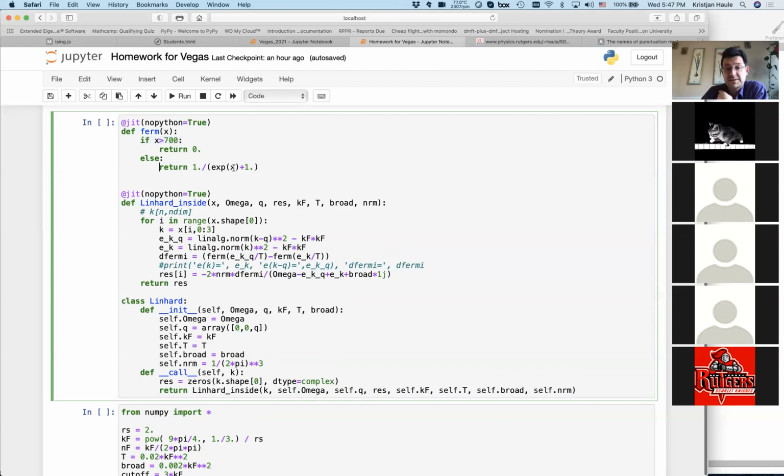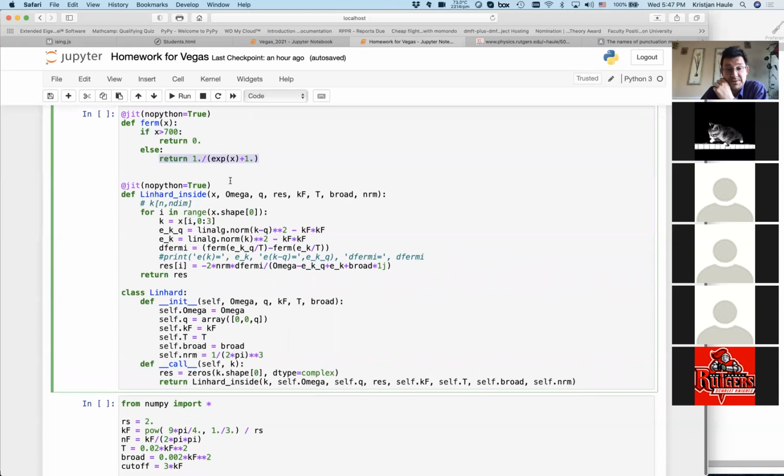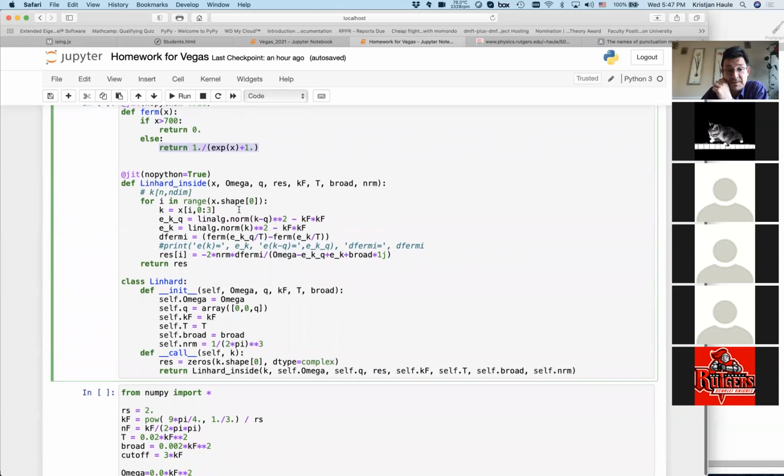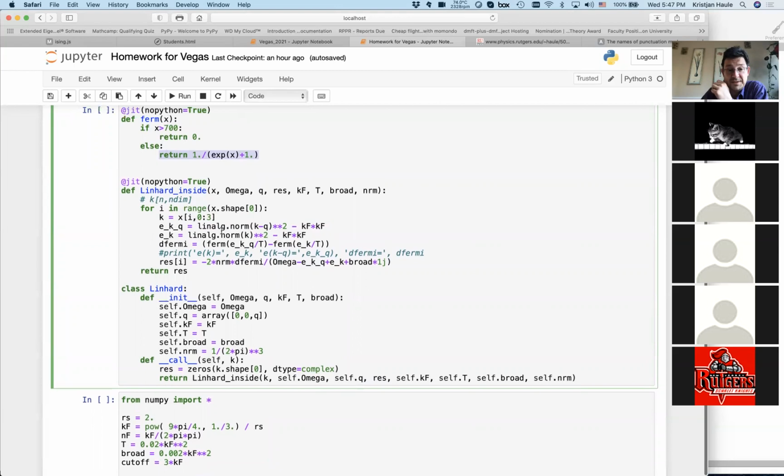Otherwise, we evaluate the Fermi function in the usual way, 1 divided by exponent to the x plus 1. Again, this is important so that you don't get an overflow. The Fermi function does not contain temperature, so when we evaluate it, we need to divide energy by temperature.